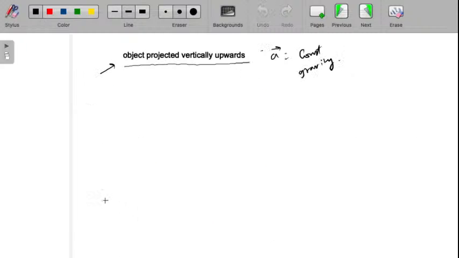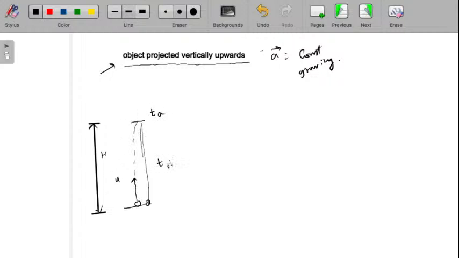So let's say an object is projected vertically upwards with the initial speed u. The object reaches a maximum height h, and then it comes back. This is height h. The object takes a time ta to go to the top, and then takes a time td to come back. If we call these the time of ascent ta and time of descent td, then I have to find the values of ta, td and h based on u and g.